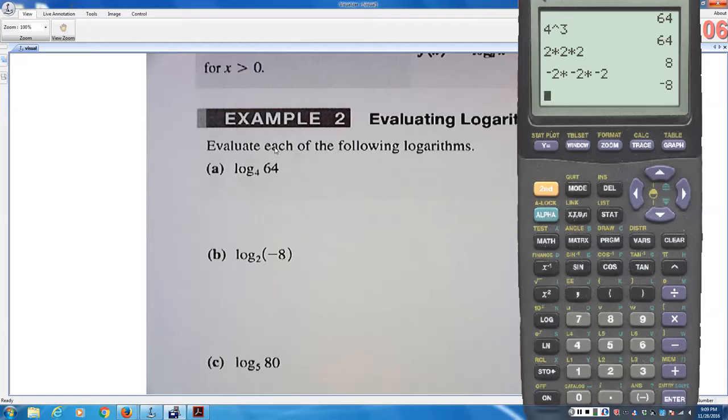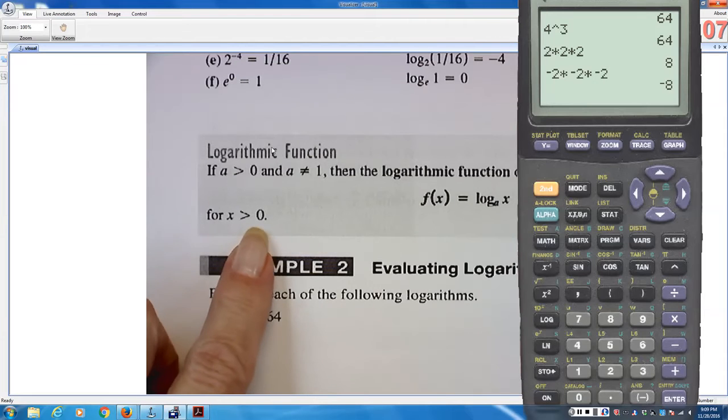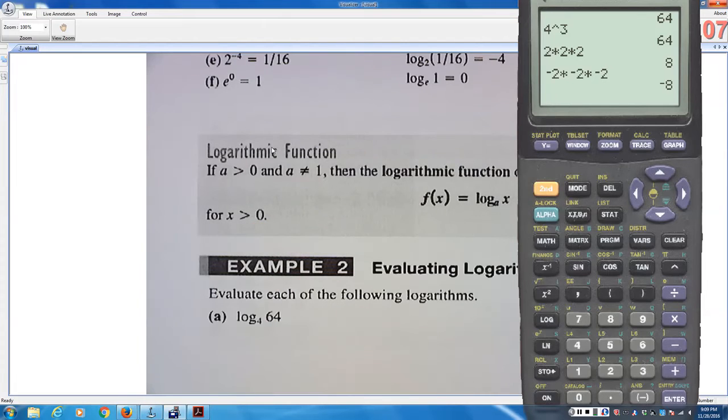But remember, your base has to be positive. And it says for all x greater than 0. Okay, so that means whatever this is has to be positive. Can't be a negative 3.